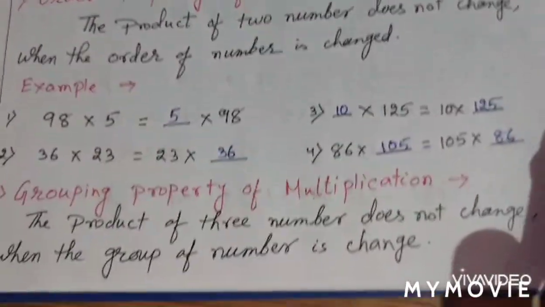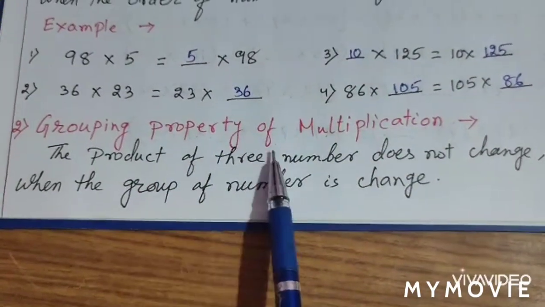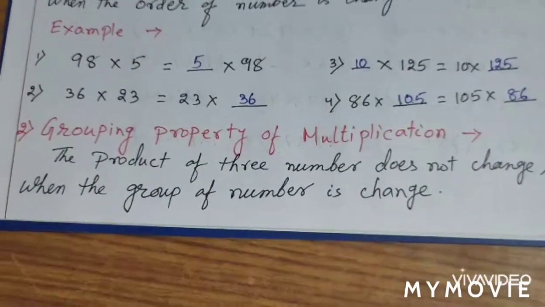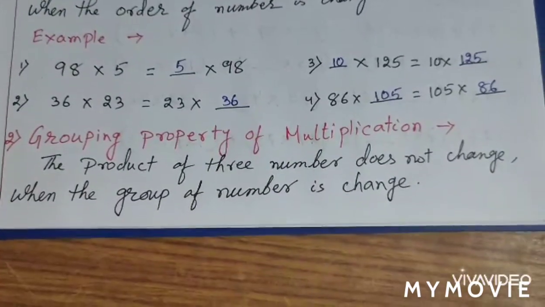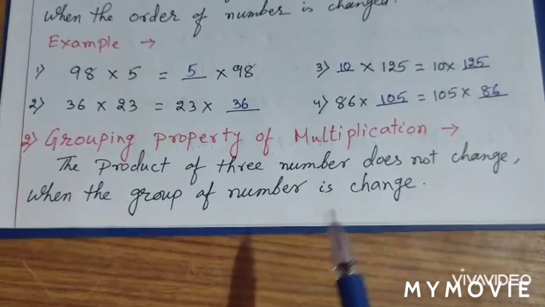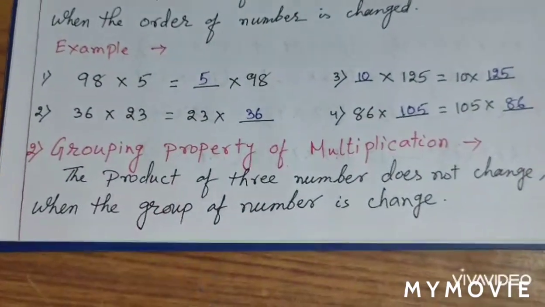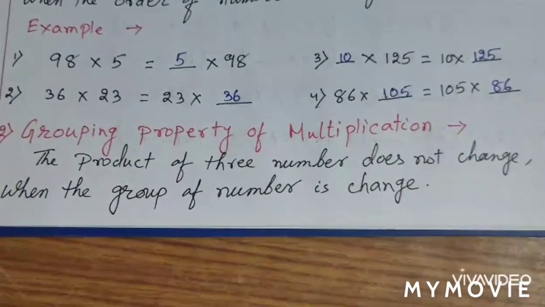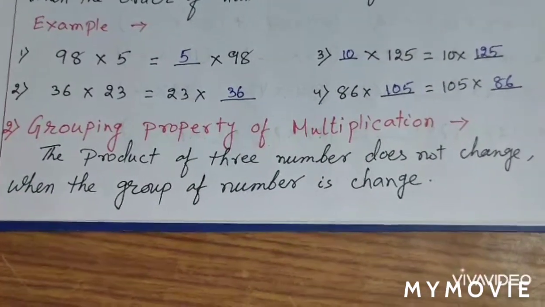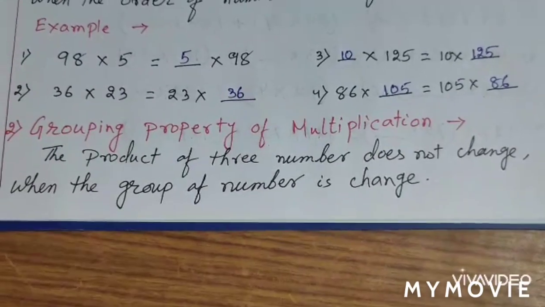Okay, next comes your grouping property of multiplication. What do you know about the grouping property? The product of three numbers does not change when the grouping of the numbers is changed. Grouping means we have to group some numbers, then we have to do the problems. Let's see.